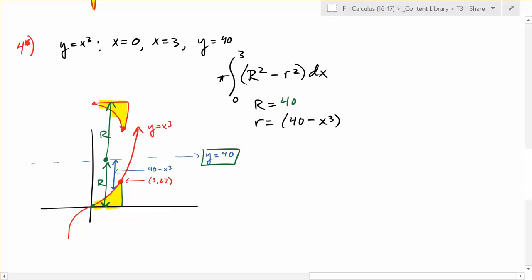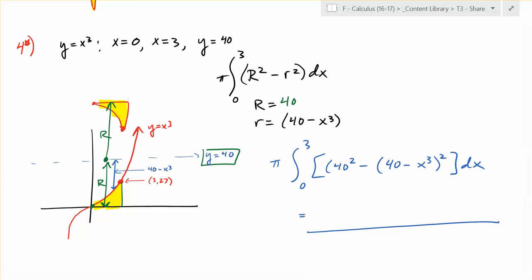Now you just plug it into that integral, and what do you get? Pi, 0 to 3 of 40 what? 40 squared minus 40 minus x cubed, squared, dx. Now, is that something you want to do by hand? Not really. So what are you going to use? Use your calculator right now and tell me this to 3 decimal places, and remember to multiply by pi.